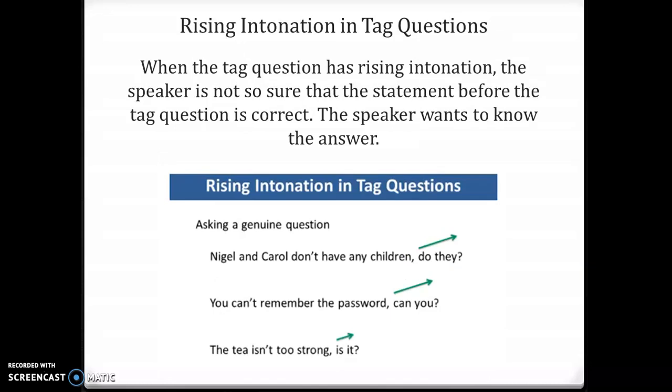Rising intonation in tag questions. When the tag question has rising intonation, the speaker is not so sure that the statement before the tag question is correct. The speaker wants to know the answer. So here's the person asking a genuine question. Nigel and Carol don't have any children, do they? You can't remember the password, can you? The tea isn't too strong, is it?